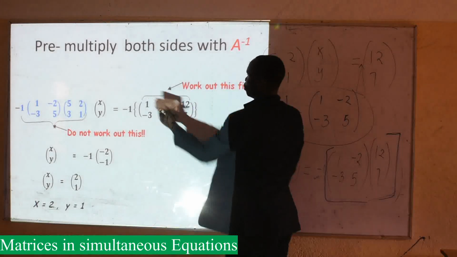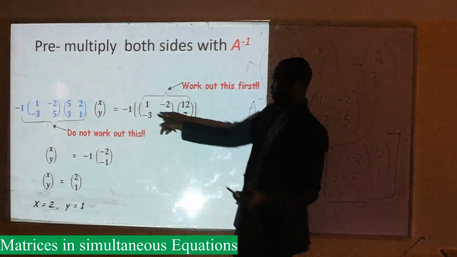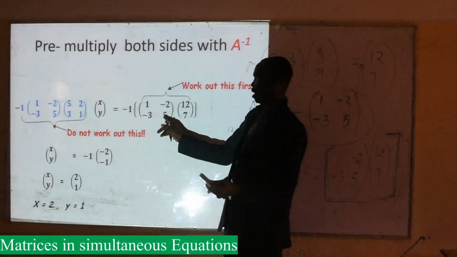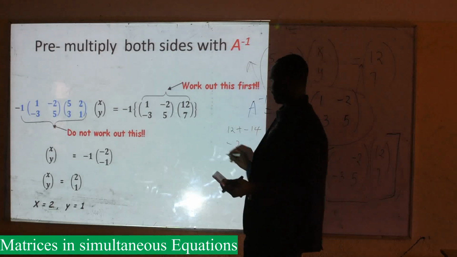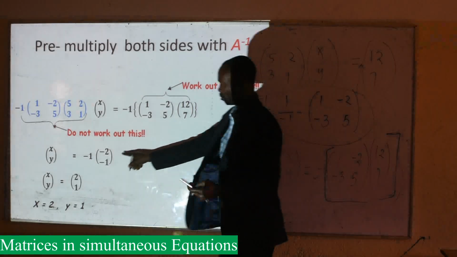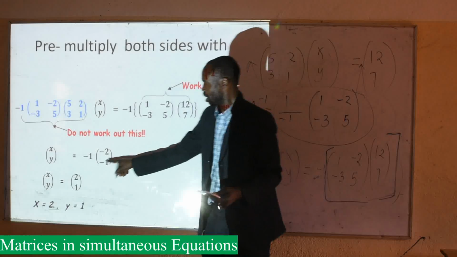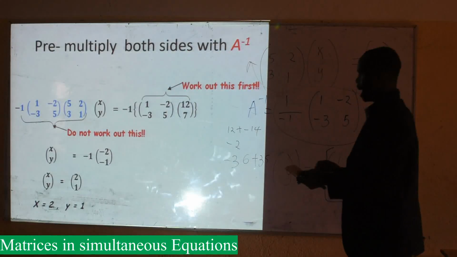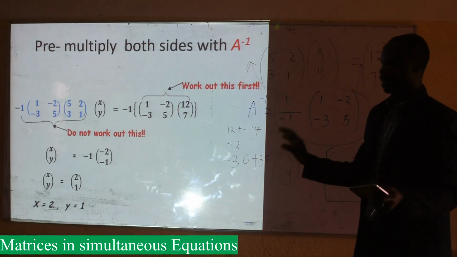Then you multiply this row with this column, this multiplied by this is -36, this multiplied by this is 35. When you add -36 plus 35, the answer is -1. So this one operates here, and this one operates here to have positives only, and therefore x is 2 and y is 1. As easy as that.